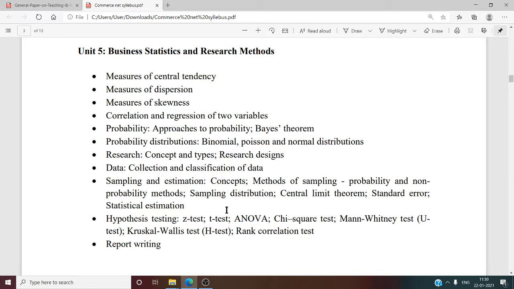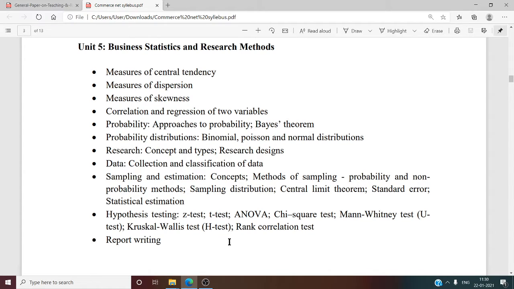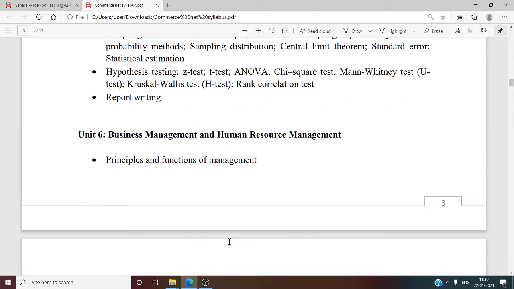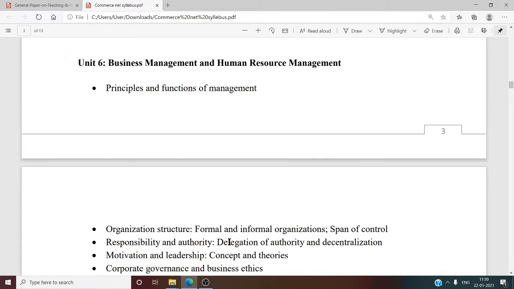Under hypothesis testing, you should be knowing type 1 error, type 2 error, ANOVA, then the Mann-Whitney test, U test, Kruskal-Wallis test, H test, rank correlation test, report writing, etc. are covered under unit number 5. Next, unit number 6 is regarding business management and human resource management. Now, they have combined both and they have made it as one unit.